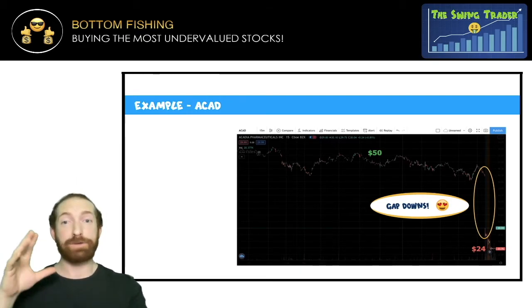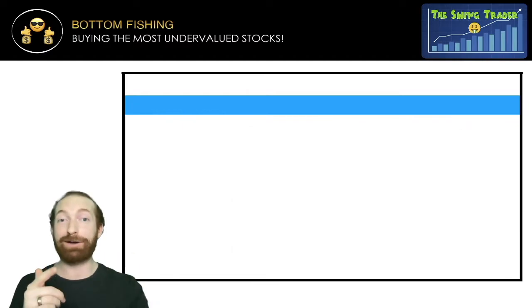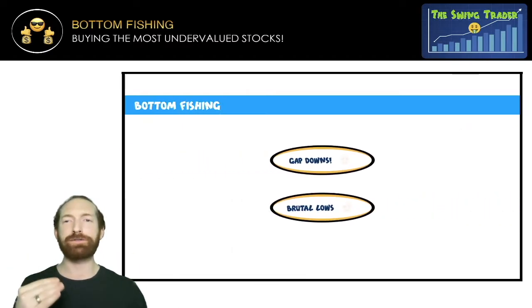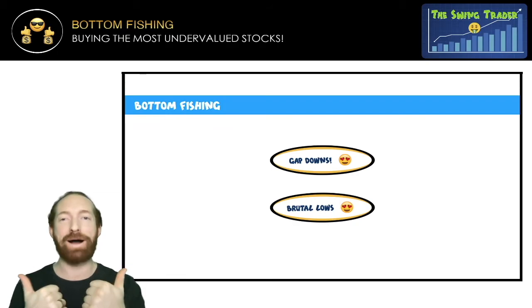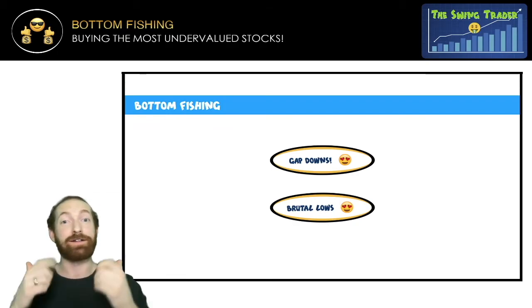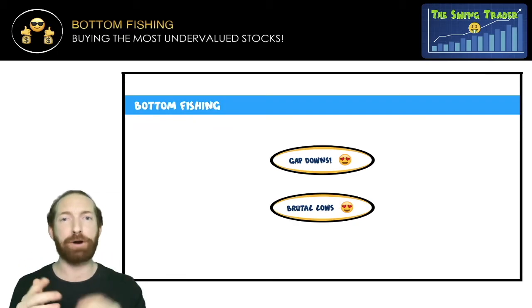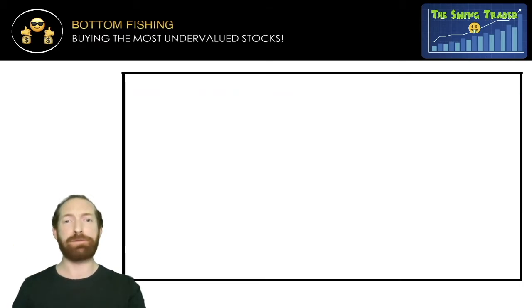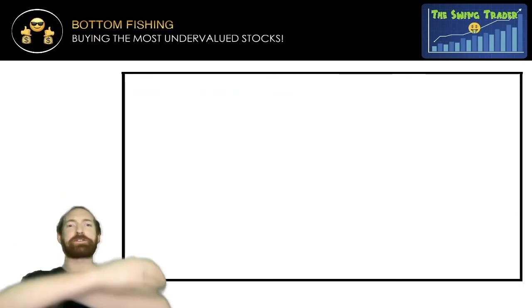So we now know that gap downs and brutal lows represent epic buying opportunities. Let's now jump into the buying process. Cue slow motion fade process.